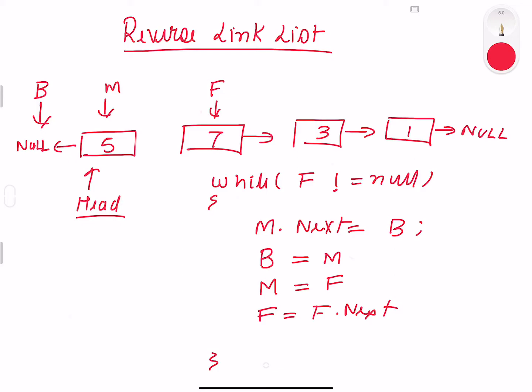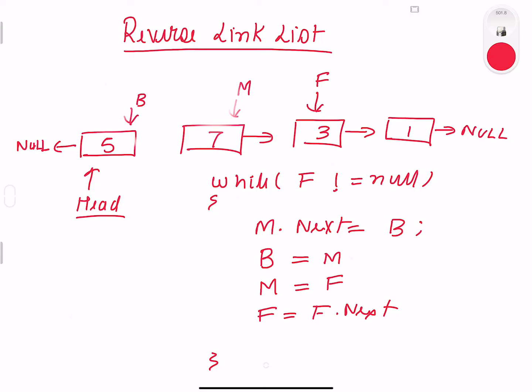So we have moved the middle.next to back, and then we need to move back to the middle. So the back node will basically go to the middle node, and then the middle node will basically move to the front node, and the front node will basically move to front.next. At this point also, front is not equal to null, so it'll repeat the process again.